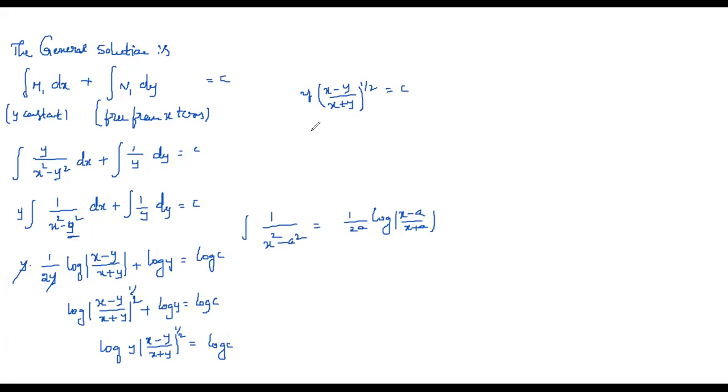And then simply what we can write here is y into (x minus y) whole power 1 by 2 is equal to c into (x plus y) whole power 1 by 2. Squaring on both sides, we get y square into (x minus y) is equal to c square into (x plus y). Then c square is also a constant. If you want, you can replace this one as c or leave it like that. So this is the general solution of the given differential equation.